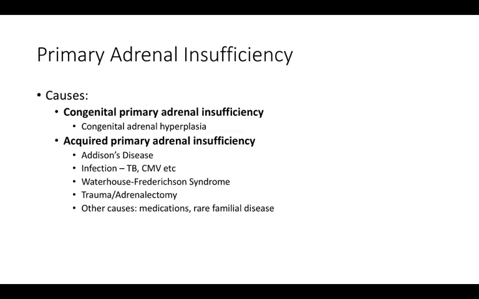This is very rare. Causes of adrenal insufficiency include congenital causes, including congenital adrenal hyperplasia, and acquired causes of primary adrenal insufficiency, including Addison's disease and infection. A cause of acute primary adrenal insufficiency is Waterhouse-Friderichsen syndrome, which is bilateral infarction of the adrenal glands, most commonly secondary to meningococcal septicemia.